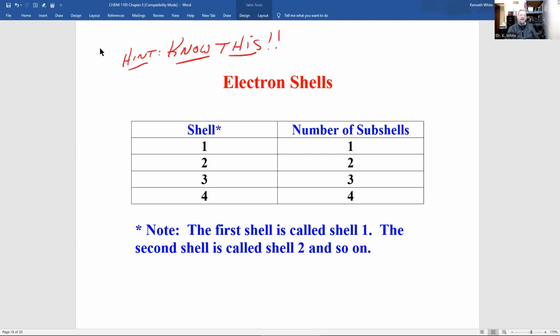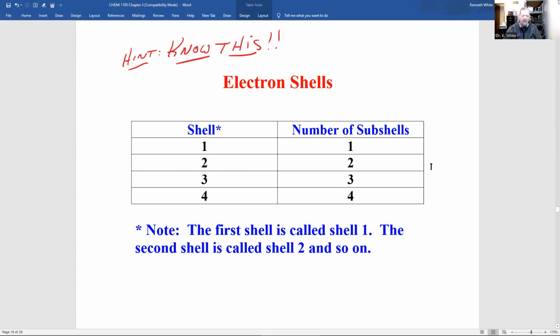Know this. Now, electron shells have very fancy names. The first shell is 1. Second shell is 2. Next one is 3. Last one is 4. Now, in shell 1, it only has 1 subshell. Shell 2 has 2 subshells. Shell 3 has 3 subshells. And shell 4 has 4 subshells.